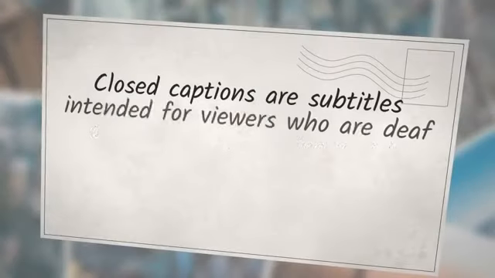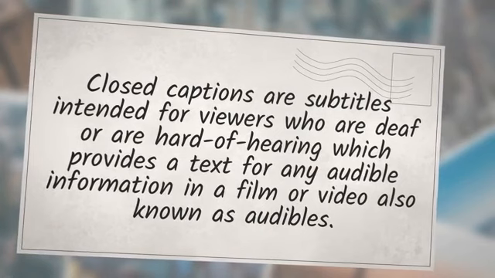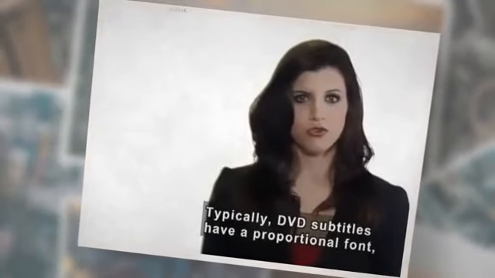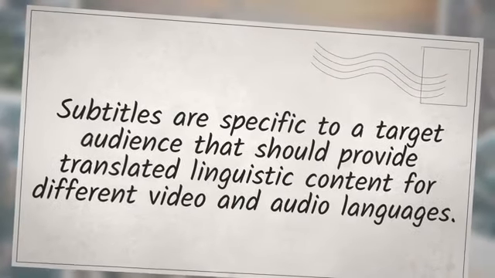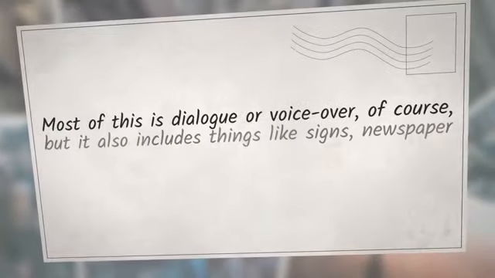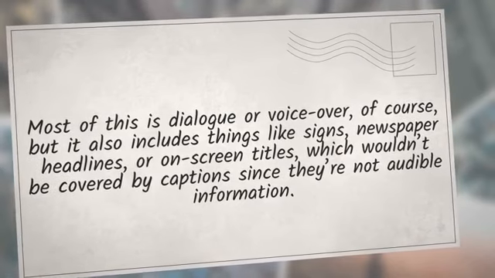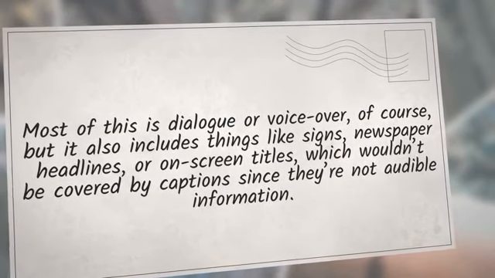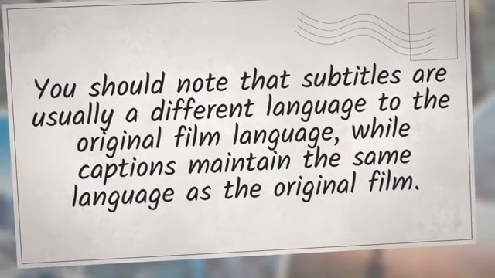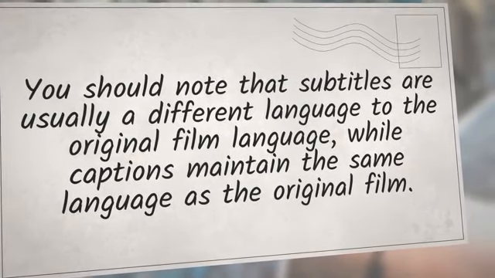Closed captions are subtitles intended for viewers who are deaf or are hard of hearing, which provide text for any audible information in a film or video, also known as audibles. These closed captions people these days refer to in short as a dialogue. Subtitles are specific to a target audience and should provide translated linguistic content for different video and audio languages. Most of this is dialogue or voiceover, of course, but it also includes things like signs, newspaper headlines, or on-screen titles, which wouldn't be covered by captions since they're not audible information. You should note that subtitles are usually a different language to the original film language, while captions maintain the same language as the original film.